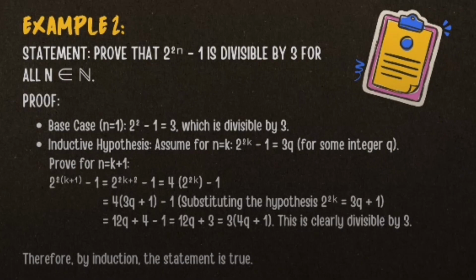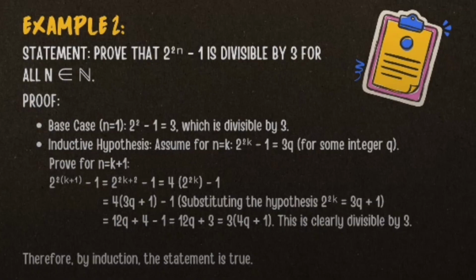Induction isn't just for sums. It's incredibly useful for divisibility problems. Now let's prove that 2 to the power of 2n minus 1 is always divisible by 3. For our base case, n equals 1, and 2 squared minus 1 equals 3, which is divisible by 3. Now, the inductive hypothesis: let's assume that 2 to the power of 2k minus 1 equals 3q for some integer q. Now, for n equals k plus 1, we have 2 to the power of 2 times (k plus 1) minus 1.